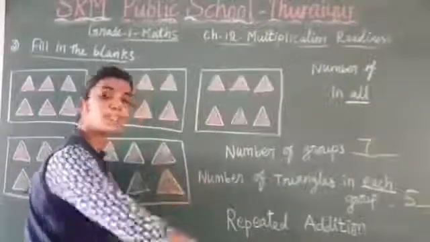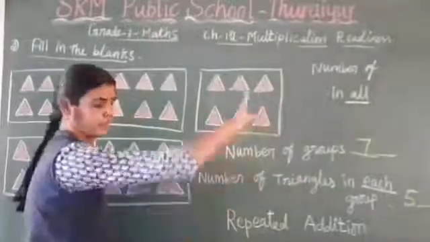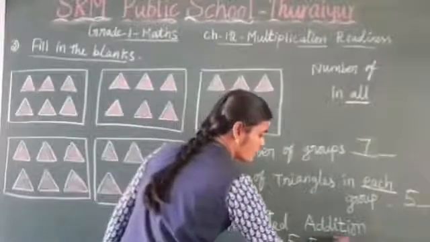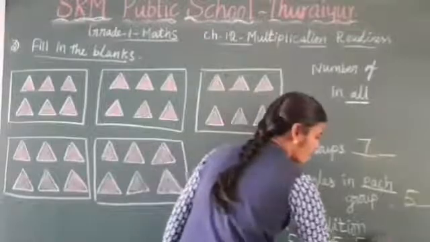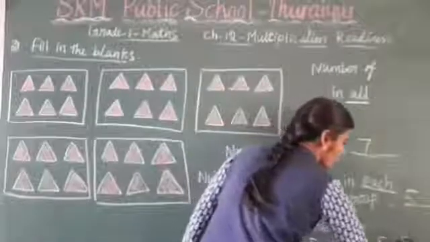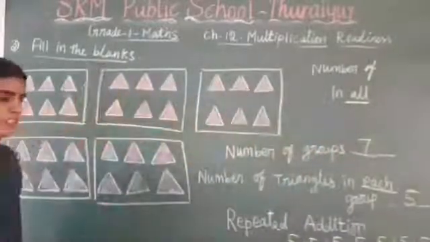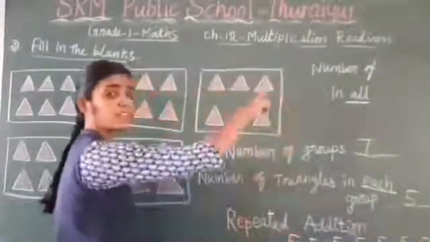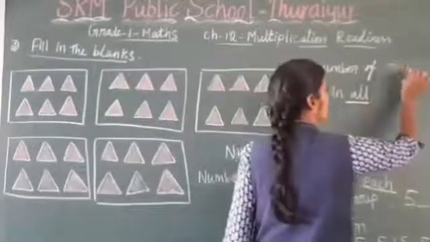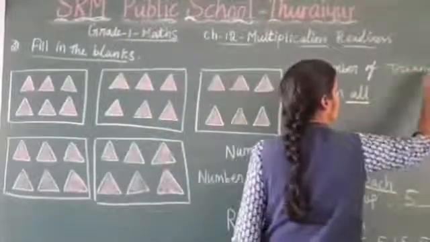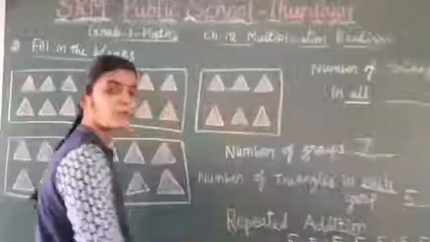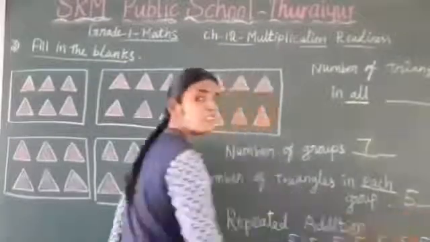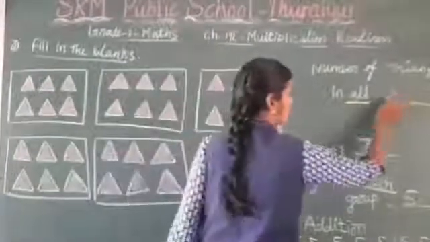So how will you write? 7 times you have to write the 5, 5, 5, 5. 7 times. Yes. 5, 1, 2, 3, 4, 5, 6, 7. 7 times I have written. So that means number of triangles in all. Using quick counting of 5, 5 plus 5 is 10, 15, 20, 25, 30, 35 triangles in all.